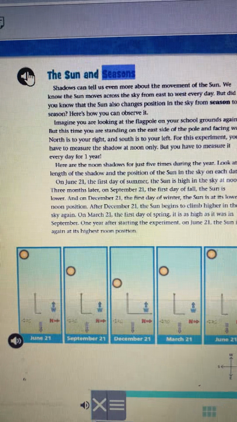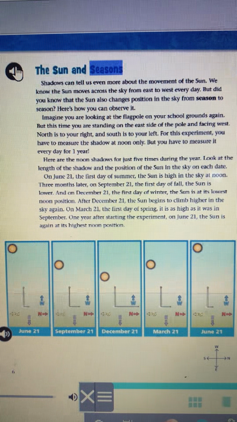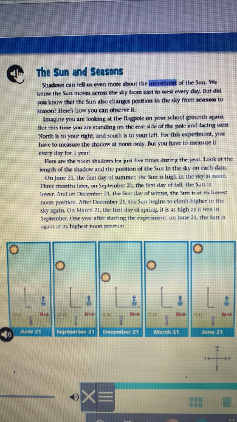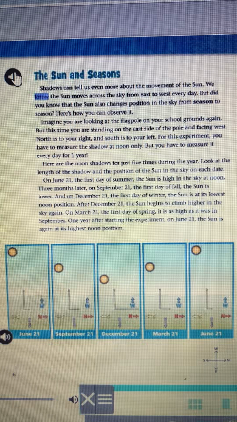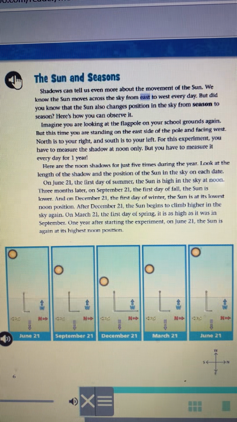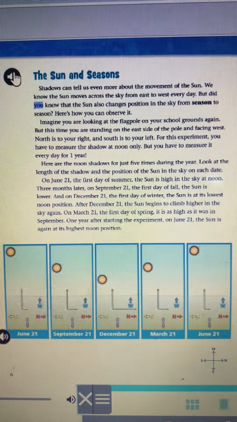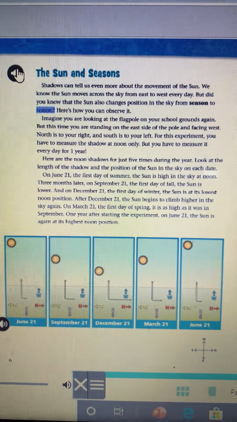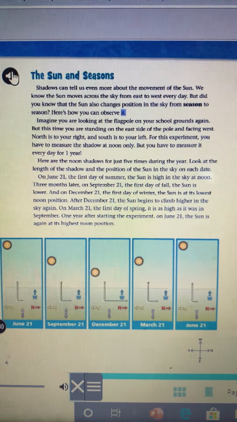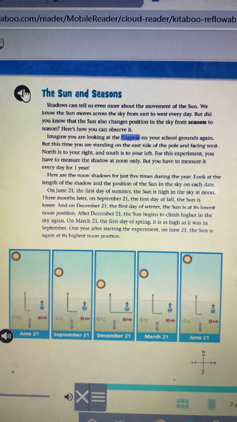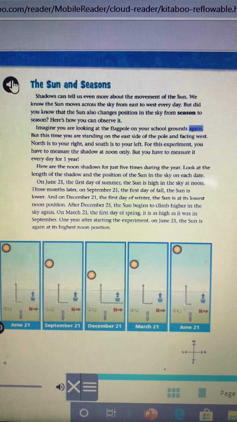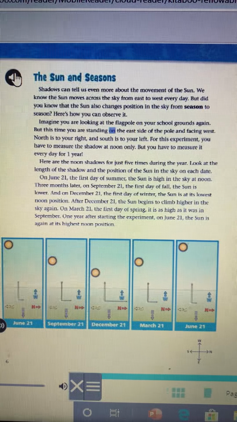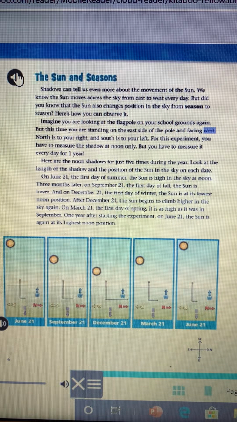The sun and seasons. Shadows can tell us even more about the movement of the sun. We know the sun moves across the sky from east to west every day. But did you know that the sun also changes position in the sky from season to season? Here's how you can observe it. Imagine you are looking at the flagpole on your school grounds again. But this time, you are standing on the east side of the pole and facing west.